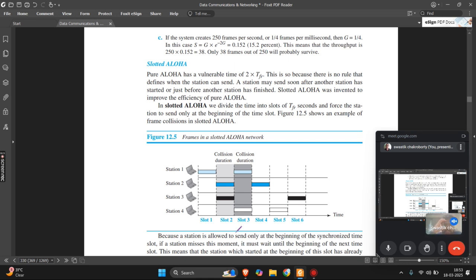So pure ALOHA has a vulnerable time of 2 into TFR. TFR is the amount of time it needs to transmit the frame from the sender to the receiver, and it needs to get back the acknowledgement. So TFR plus TFR, 2 TFR. So it needs to wait twice the time before it can get the acknowledgement. Once it gets the acknowledgement, it's done. But once you send the packet, for 2 TFR amount of time you are vulnerable to collision. So this 2 TFR time is very critical. In this time, your packet is vulnerable to collision.